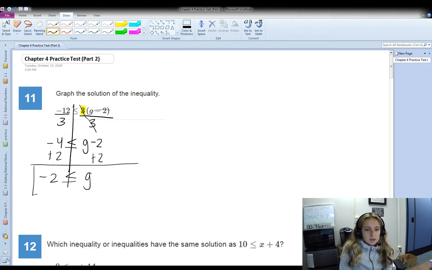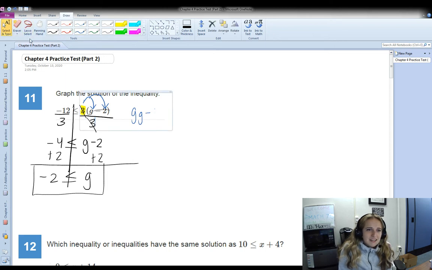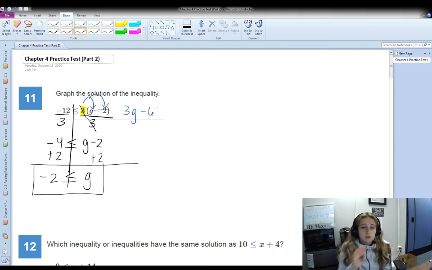All right. Again, with this one, you could have distributed. Okay, that was another option. You could have distributed. That is A-okay. If you did that and you got 3g minus 6, and then you just solved it like a two-step equation, that is totally fine. You should get the same answer either way. I just did that way to show you a new one that we were practicing in 4.4.